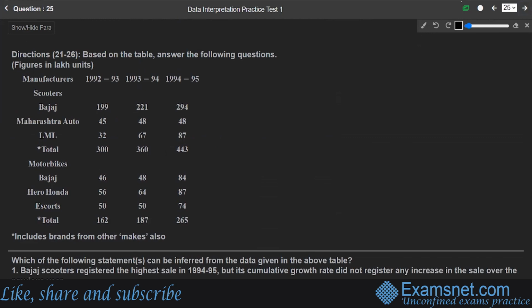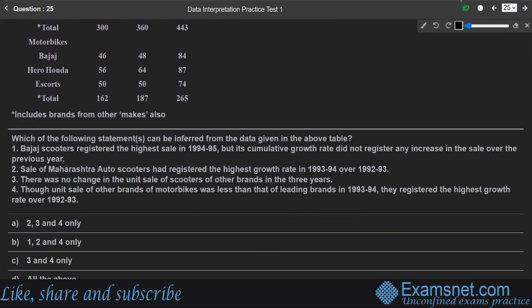Now, for the same data, a different question is asked. What is that question? Which of the following statements can be inferred from the data given in the above table? So there are statements given to us.